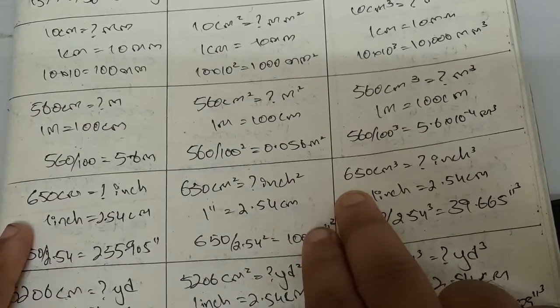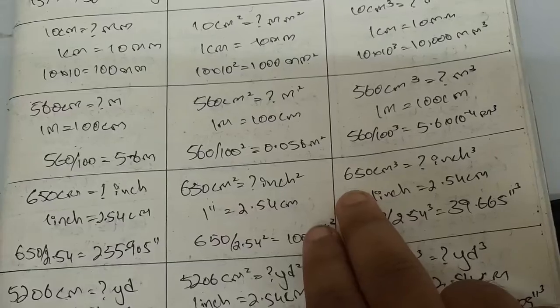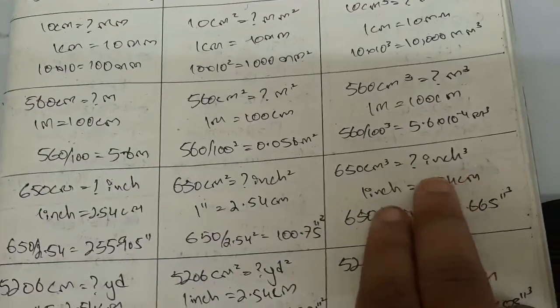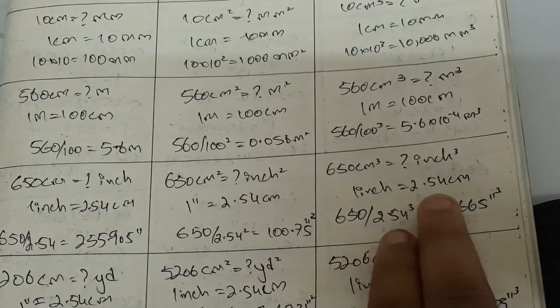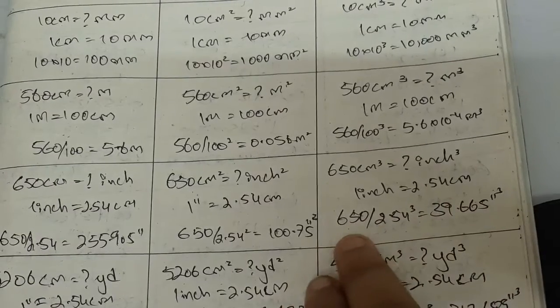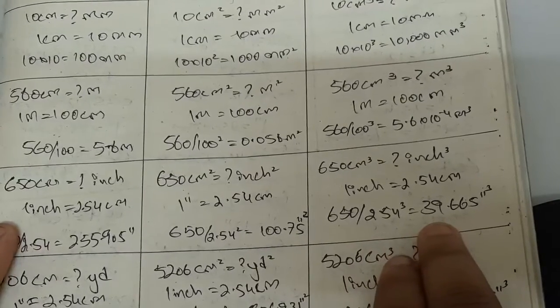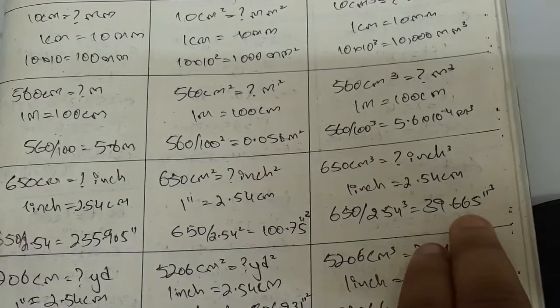Now coming to our next dimension, that is the third dimension, 650 centimeter cube is equal to how many inch cube? Now since 1 inch is equal to 2.54 centimeter, 650 divided by 2.54 cube gives us 39.665 inch cube.